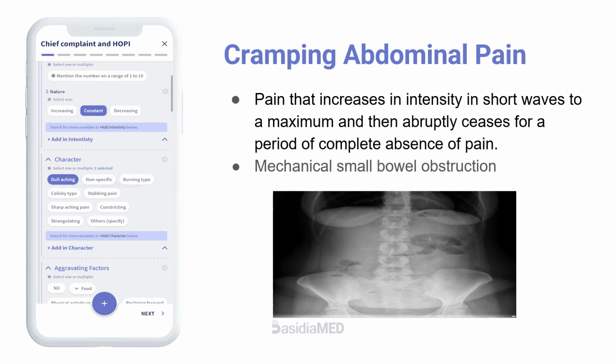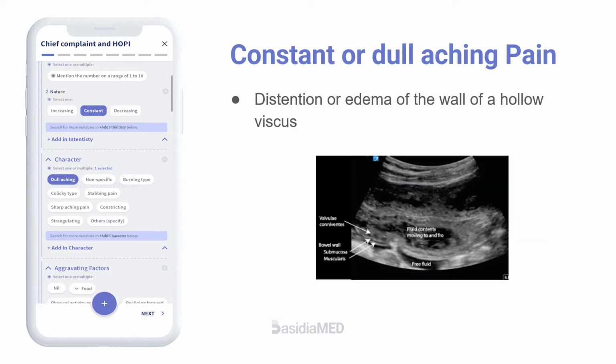Repetition of the pain occurs at intervals. This type of pain is associated with mechanical small bowel obstruction, and when clearly present, it is pathognomonic of that condition. Constant dull or aching abdominal pain is usually caused by distension or edema of the wall of a hollow viscus.